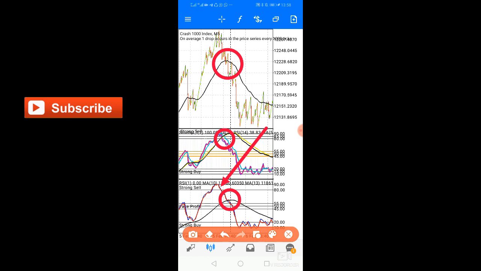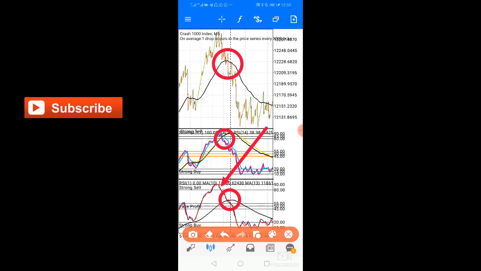So this is a 1, 2, 3 confirmation. It should be a 3 confirmation strategy. With this, I can assure you your trading will drastically improve. You will never go wrong with this, guys. So now let's look for a buy setup.